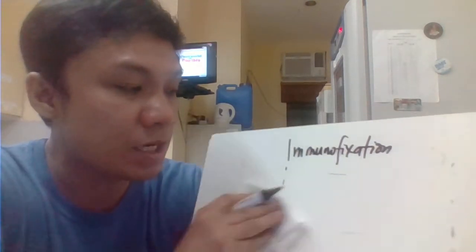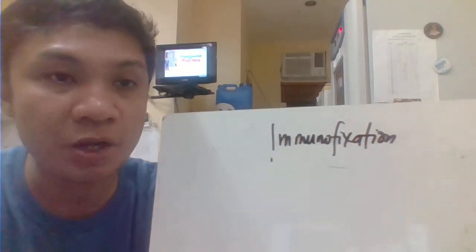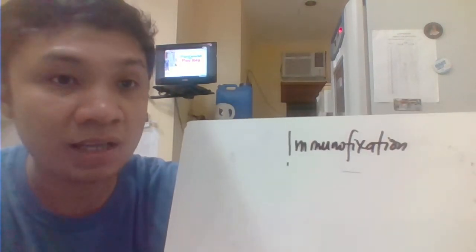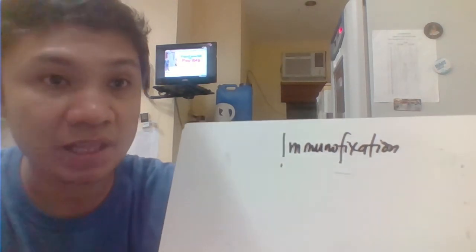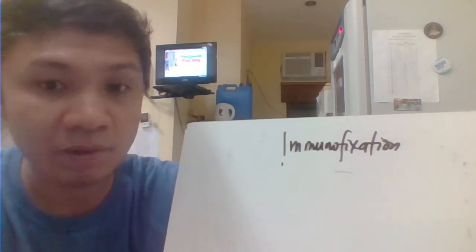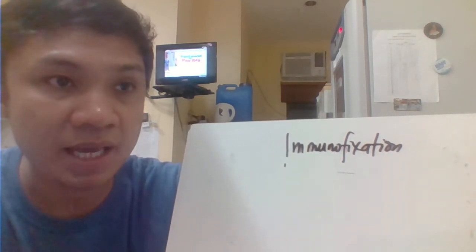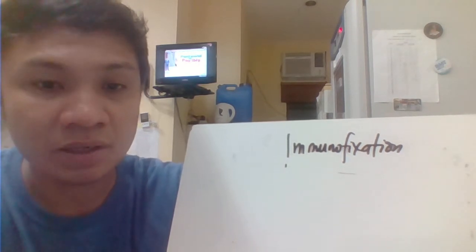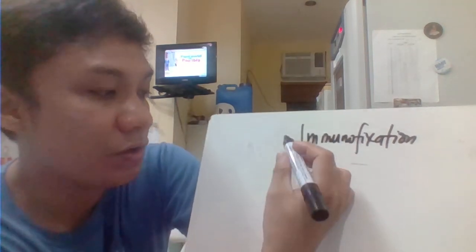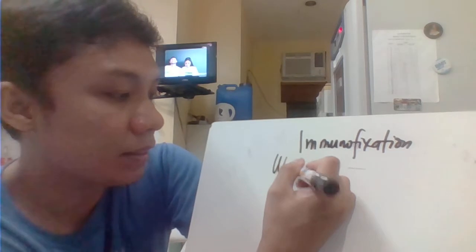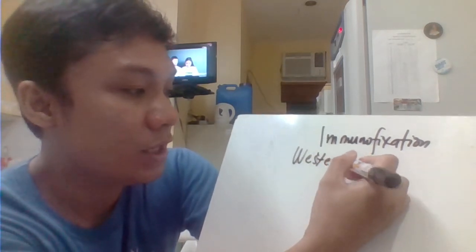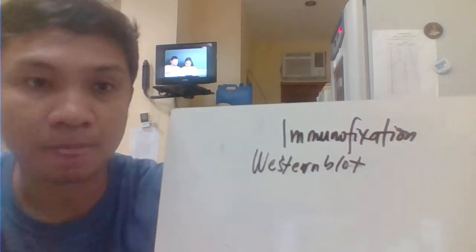Okay, immunofixation, the best application of this would be your Western blot. Western blot is a confirmatory test for your HIV testing. Okay, so we have the terms here. Before that, we have the Northern blot. Northern blot, we're detecting for the RNA. We also have the Southern blot, we are detecting for the DNA. And we have the Western blot, we are detecting for the proteins. Okay, again, the best application of immunofixation is your Western blot for HIV testing.